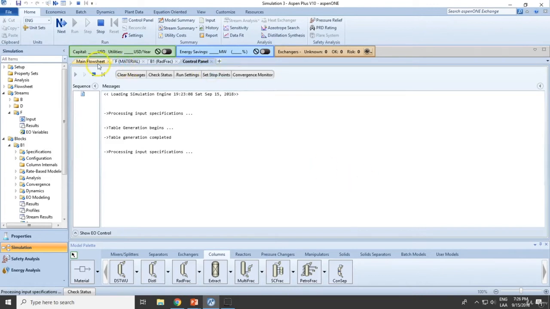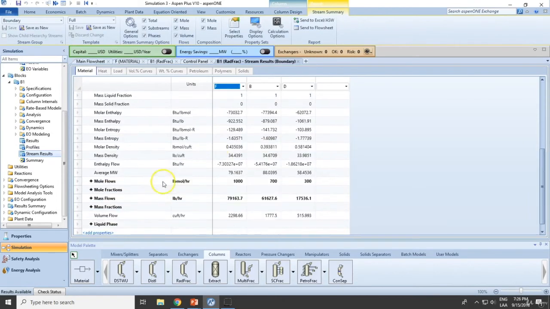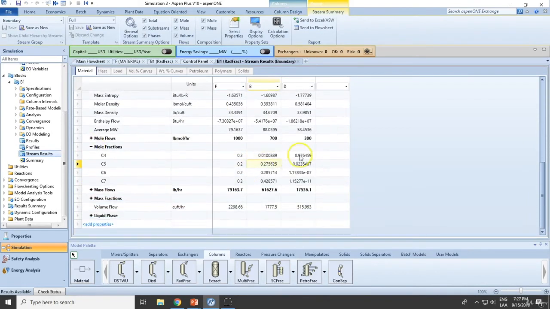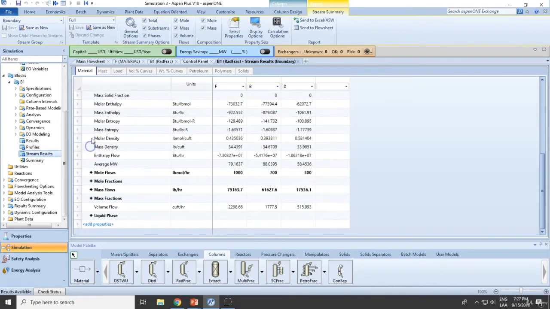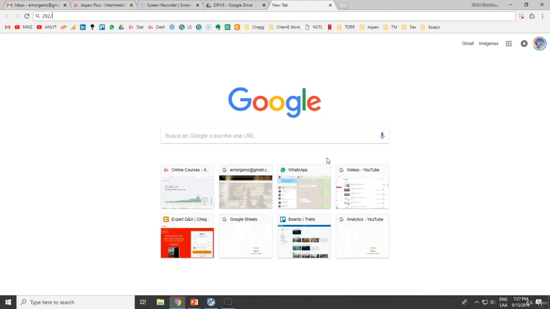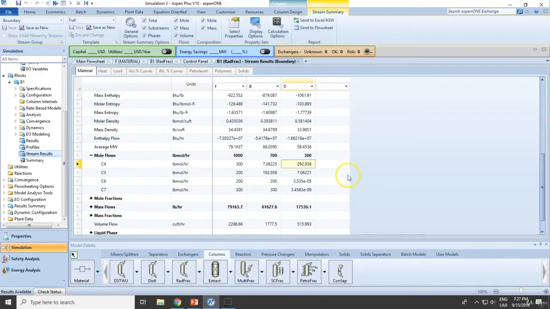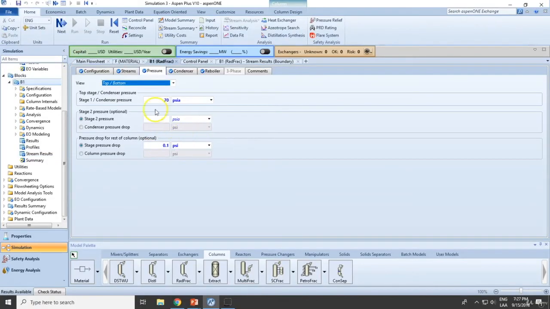Let's run the simulation. No errors, no warnings, and let's see if we achieve the purity. Okay, so it seems that we have recovered most of the pentane. Let's actually do the calculation. So we are losing 7 per each 292. So 292 over 200. Nope, we are not recovering the 98%, so let's try to improve that reflux ratio.